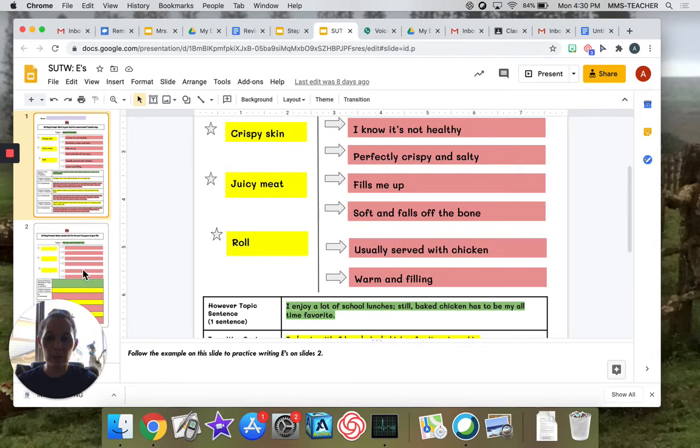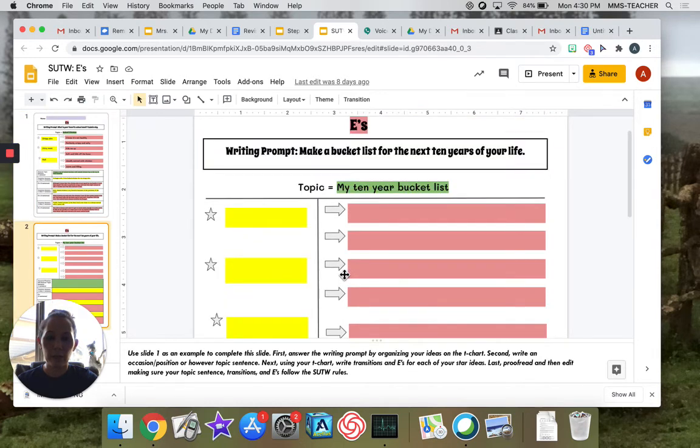Now if you go to the next slide, this is where you're going to show what you learned and show what you know about the E's by doing this slide. So the writing prompt says make a bucket list for the next 10 years of your life. So a bucket list is things that you want to do, like a wish list, something that you want to do in your life. So think about the next 10 years of your life. What are some things that you want to accomplish or do?